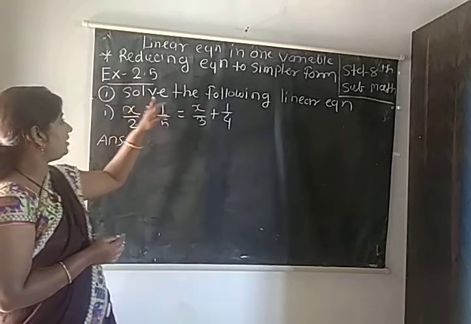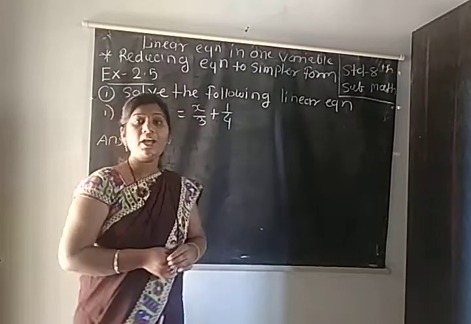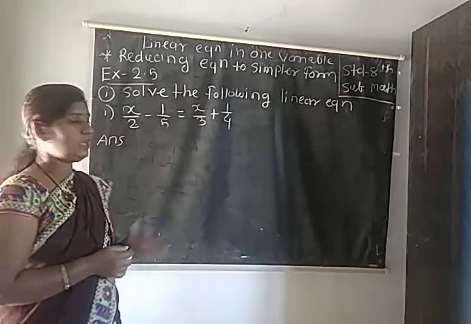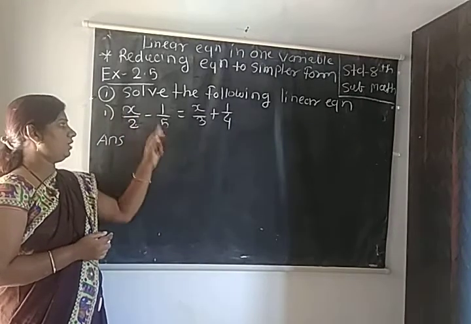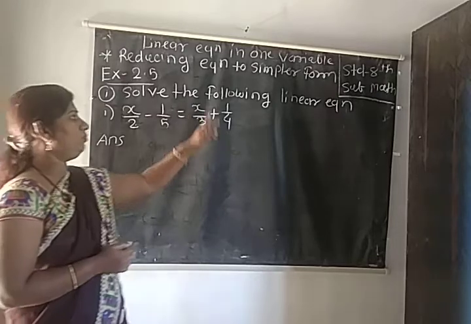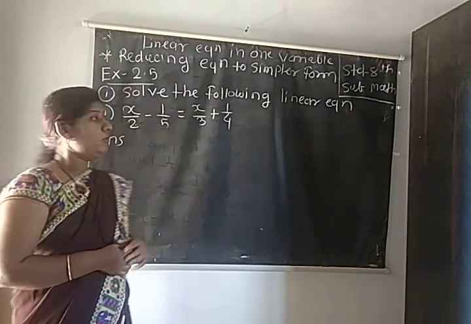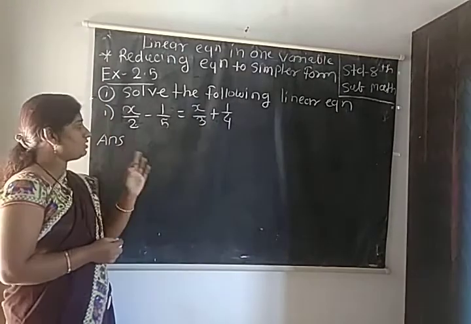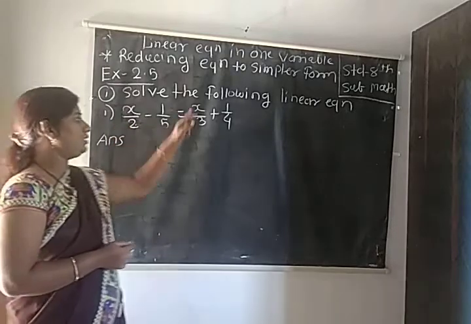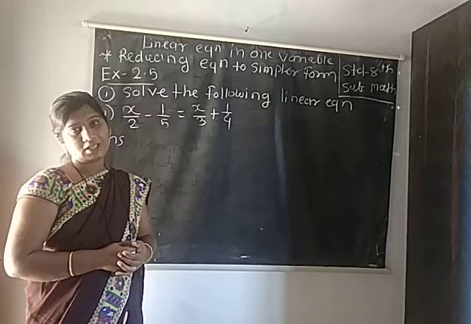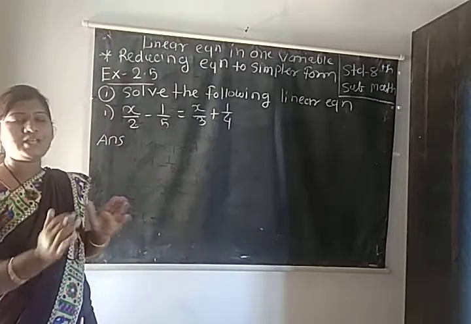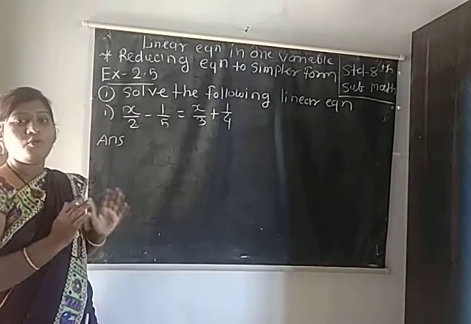So the first example is: solve the following linear equation. कुछ linear equations दी हैं हमें यहाँ पे solve करने. So the first example is x by 2 minus 1 by 5 is equal to x by 3 plus 1 by 4. Now look carefully at this equation. x by 2 and x by 3 are the same kind of term, and 1 by 5 and 1 by 4 are the same kind of term. So firstly we transpose the same terms to one side.